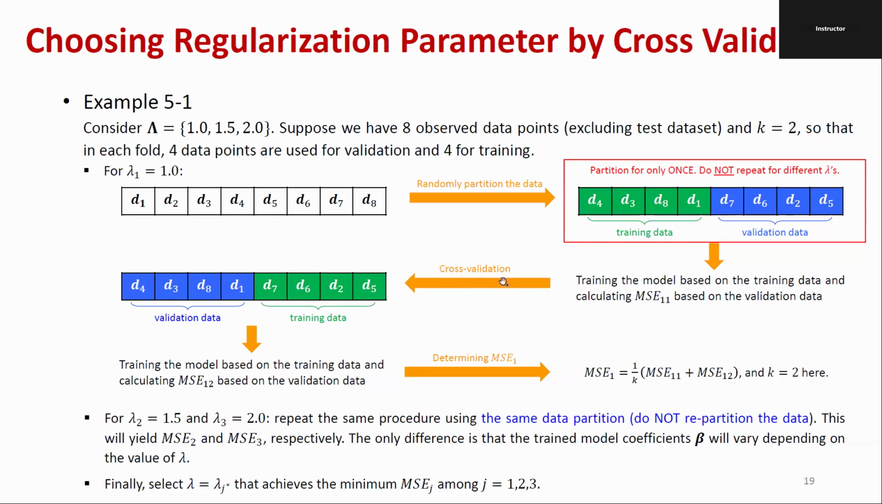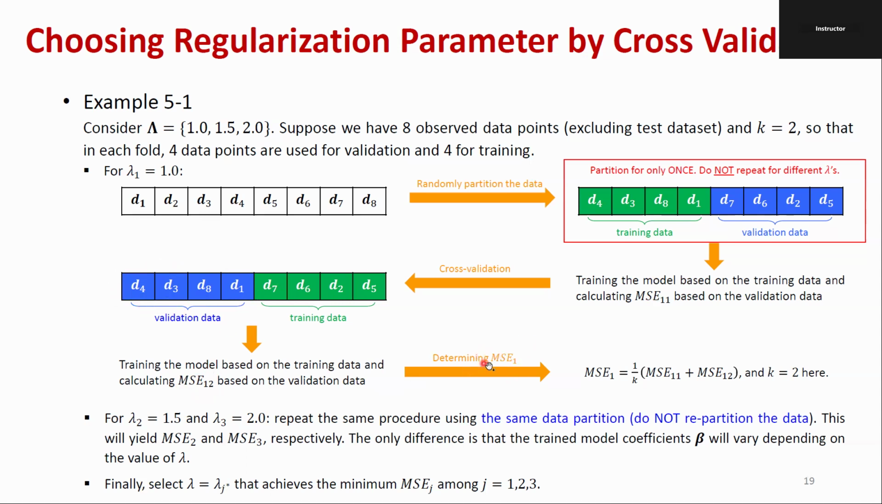Then, the name cross-validation means that this time I will swap the training and validation data sets. Did you see it? This time I will use this fold of data points as my validation data, and this fold as my training data. Hence, I'm going to train the model based on D7, D6, D2, and D5. Then I have the parameters betas, and I use them to compute the MSE on the validation data, which is D4, D3, D8, and D1. Hence, I will get MSE12.